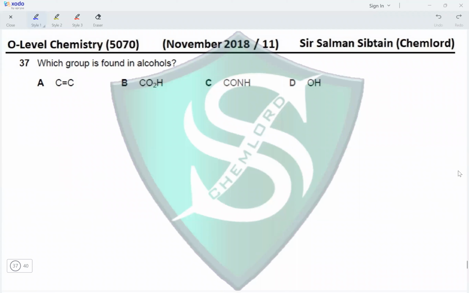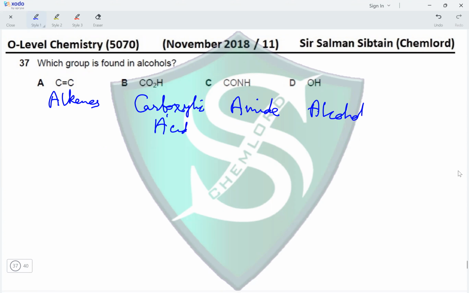Question 37. Which group is found in alcohols? C double bond C is found in alkenes. C double bond O, OH is found in carboxylic acids. CONH are amides, and OH is alcohols. It is the alcohol functional group. So we are looking for the group found in alcohol. This makes option D the correct option for this question.